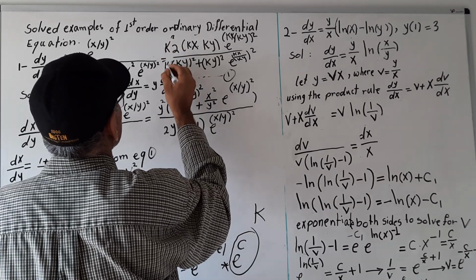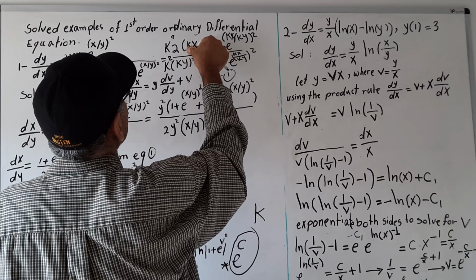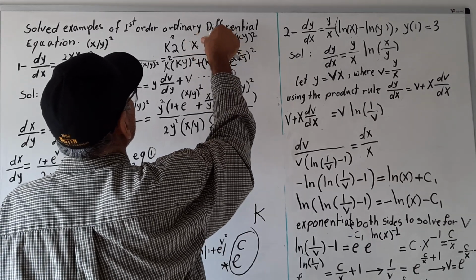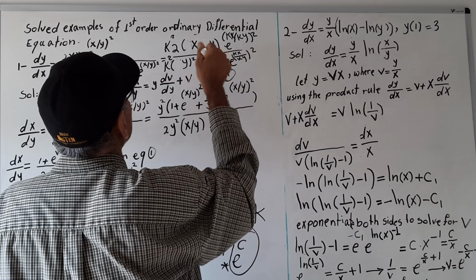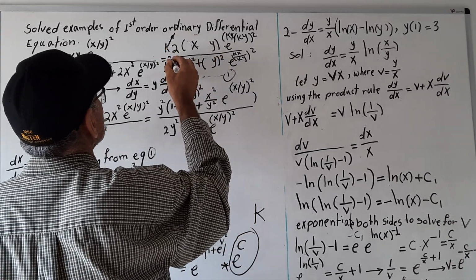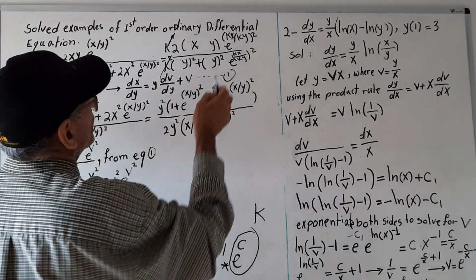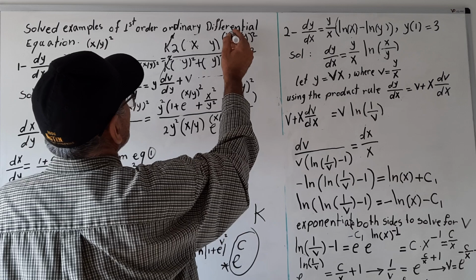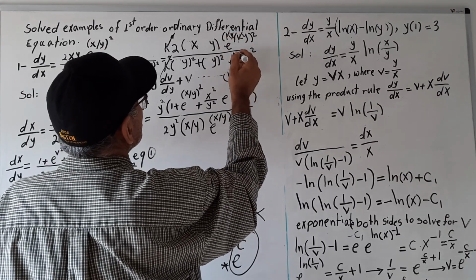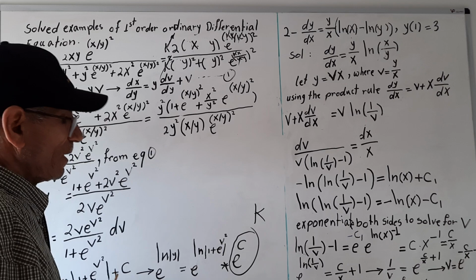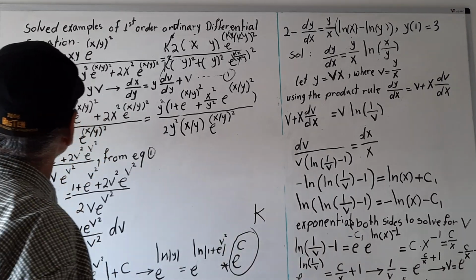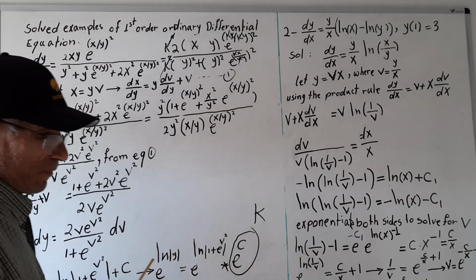K squared and k squared here. So this one will cancel with this one. And here the k will cancel with this. This is the same. So our equation didn't change. Then it is homogeneous. How to solve it?